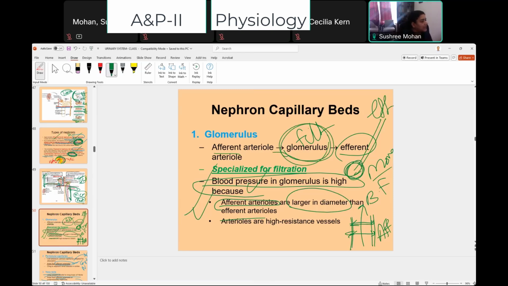Afferent, glomerulus, efferent. Now the efferent has narrow diameter. So if there is narrow diameter, that means less blood will flow through it. So blood flow decreases. Okay, that means the pressure will be more. The flow is reducing, but because the diameter is narrow, high pressure blood is coming. So you can see here blood entering through the afferent and blood going through the efferent.